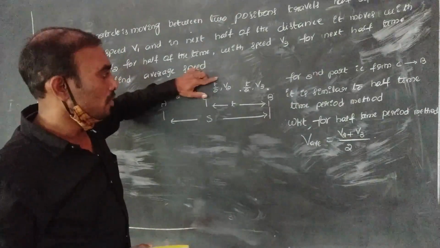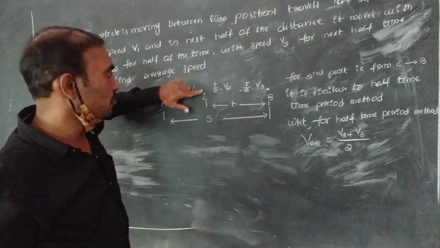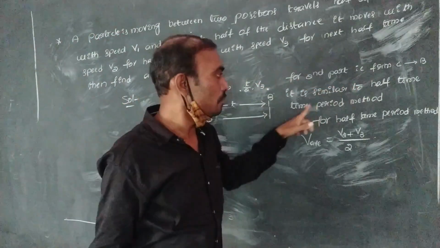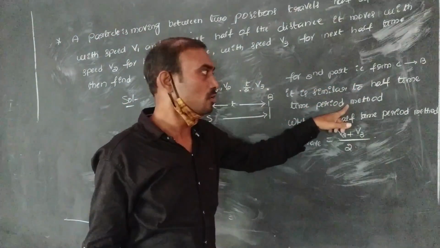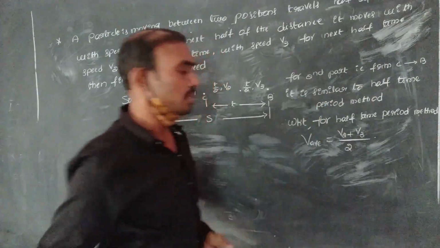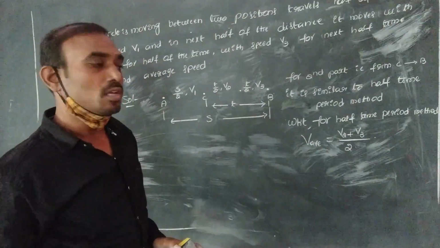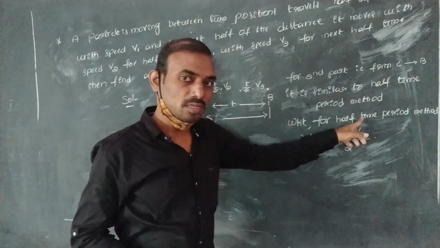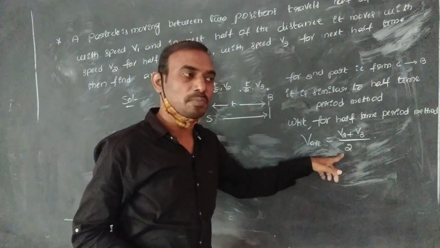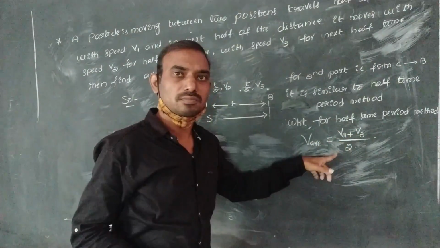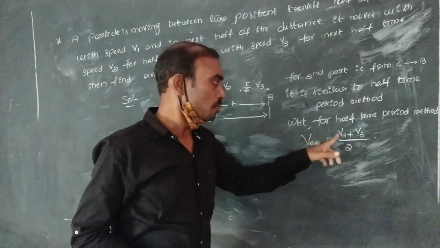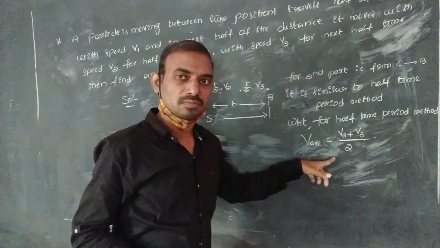So this is similar to the second part. Second part means from where to where? C to B. It is similar to the half time period method. We know that for half time period method, average speed equal to V2 plus V3 by 2.